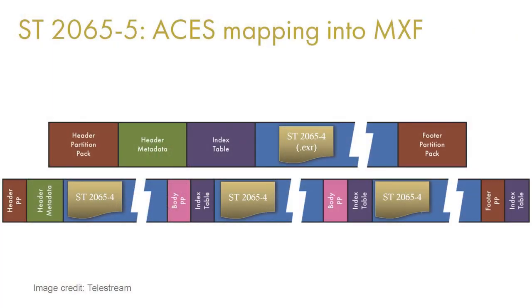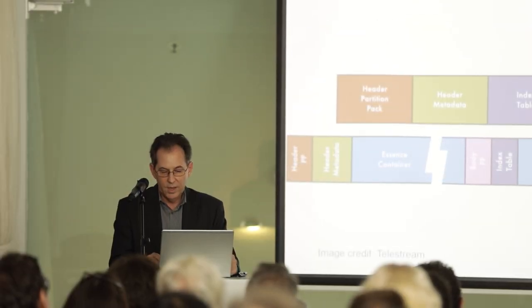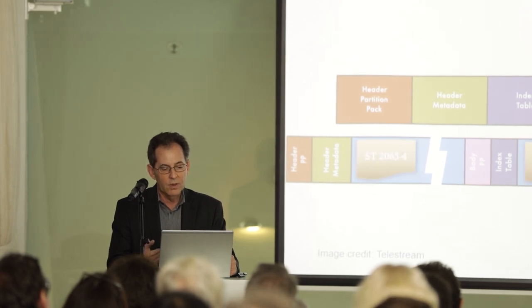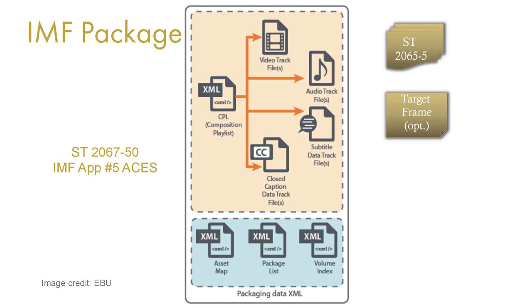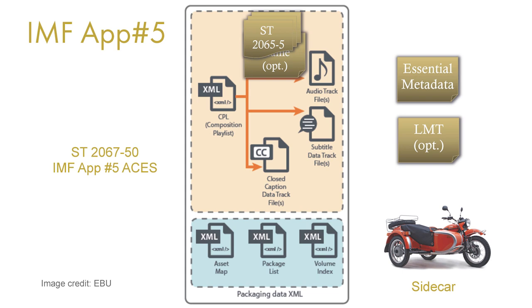So let's get a little visual here. Some of you may have seen this before, this is how ACES is mapped into an MXF stream. It's basically you drop these constrained OpenEXR frames into the essence slot, and for a longer stream you have multiple frames and you wrap all those up, and there's essentially an ACES stream. And now, having drilled down, we're going to come back up to the IMF App 5 packaging level. The MXF stream and the optional target frames are loaded up and put into the package.